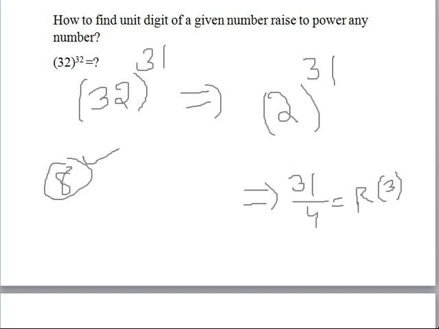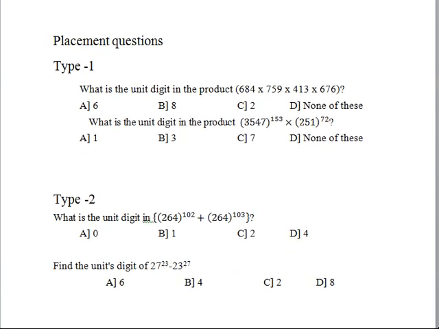So let us take questions from placements, various questions asked in placement exams. First I'm taking a very simple question: without powers, we have to multiply the last digits only. 4 into 9, 9 into 3, 3 into 6. 4 into 9 is 36, take 6. 6 into 3 is 18, take 8. 8 into 6 is 48. So the answer would be 8 in this case.